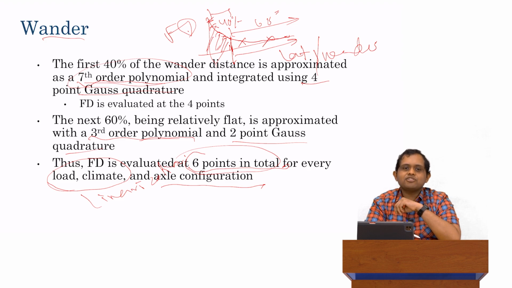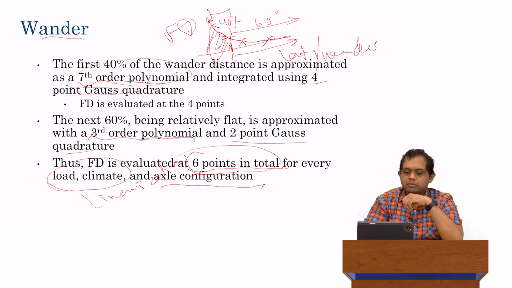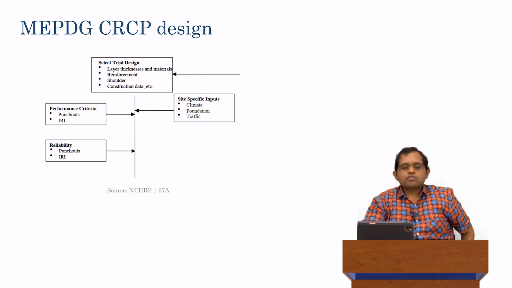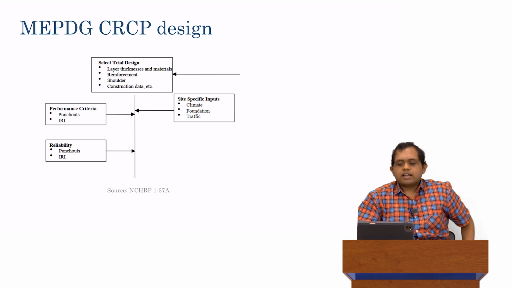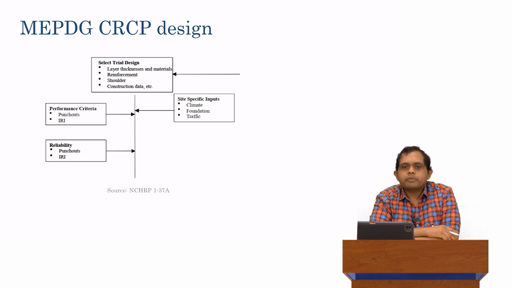So this is the challenge in mechanistic empirical design. The number of evaluations you have to do is just massive, and every additional variable you take into account blows up the number of evaluations that you have to perform. Anyway, that was on lateral position and wander. Those are topics I wanted to cover that apply equally to JPCP as well as to CRCP.